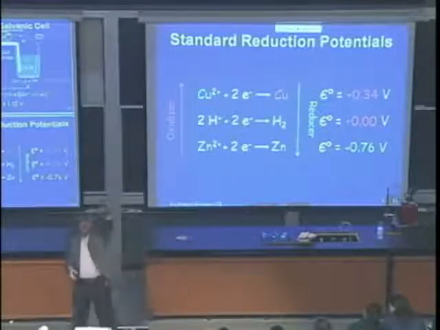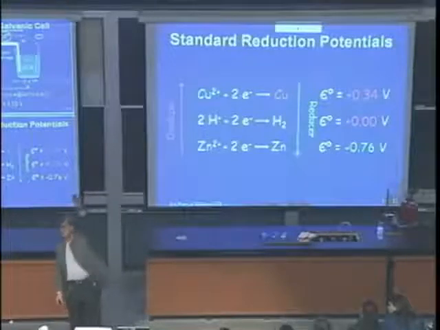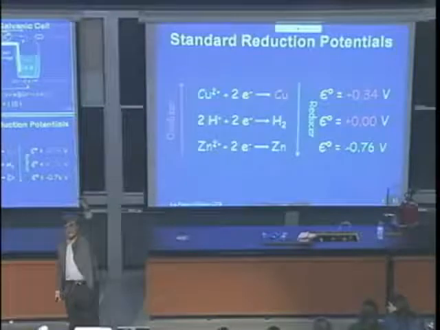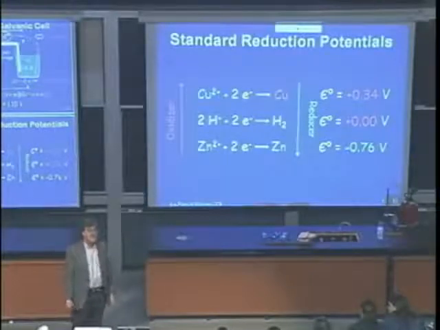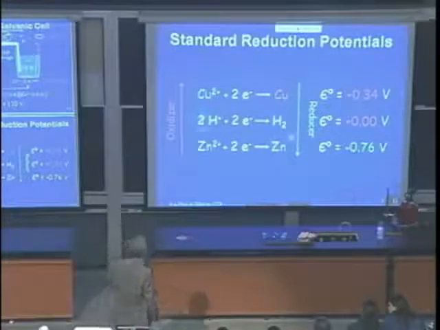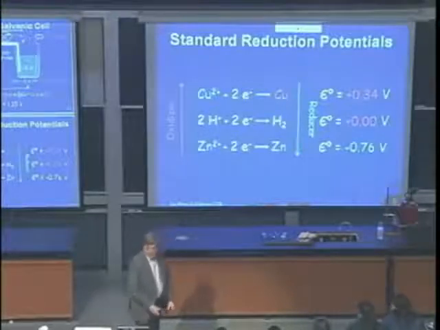If we have a positive value, that's a strong oxidizer. If it's more positive, it's a stronger oxidizer, and if it's even more positive, an even stronger oxidizer. If it's negative, then it's a reducer. We write it in this way, but then this reaction will go in the other direction if it's negative. Now let's measure some potentials here.